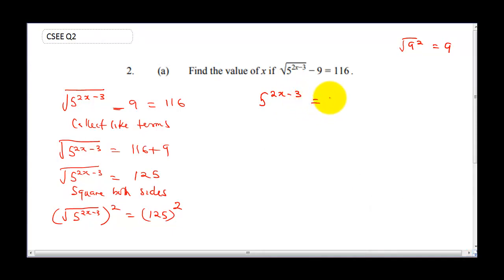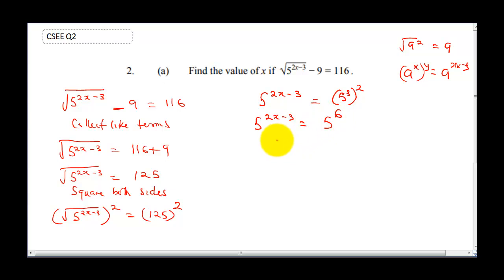Now 125 is the same thing as 5 raised to the power 3, all squared. So this is now looking like an initial equation. So this will be 5 raised to the power 2x minus 3 is equal to, now in indices, when you have a raised to the power x, bracket y, it is the same thing as a raised to the power x times y. So this is going to be 3 times 2. This will give us 5 raised to the power 6.